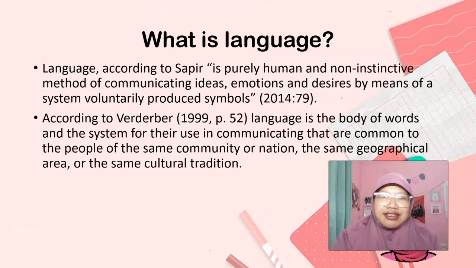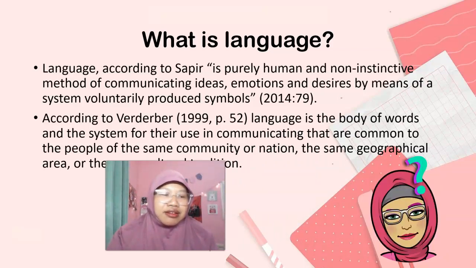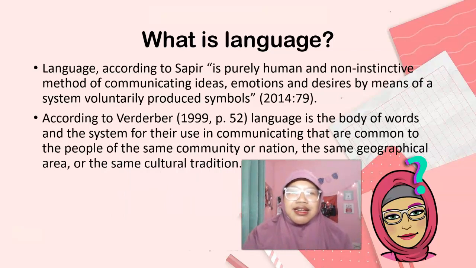So, what is language? Language is the main way of communicating ideas that differs ourselves from other creatures. It's a purely human and non-instinctive method of communicating ideas, emotions, and desires by means of a system of voluntarily produced symbols. And language is the body of words and system for use in communicating that are common to the people of the same community or nation, the same geographical area, or the same cultural tradition.